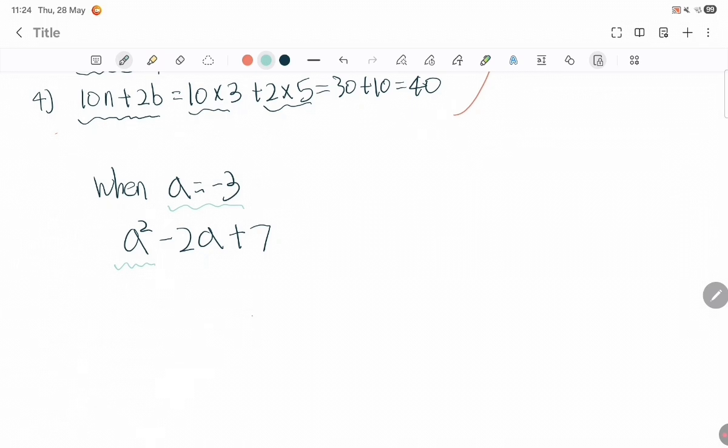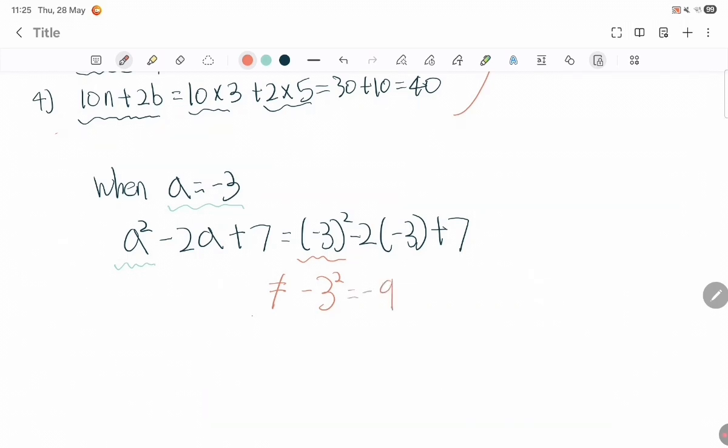How do we write this one? I will show you. Brackets will help you a lot, like in this situation. -2 minus 3 plus 7. So this is completely different from this one. So do be careful. This is just -9, while this one is just 9.